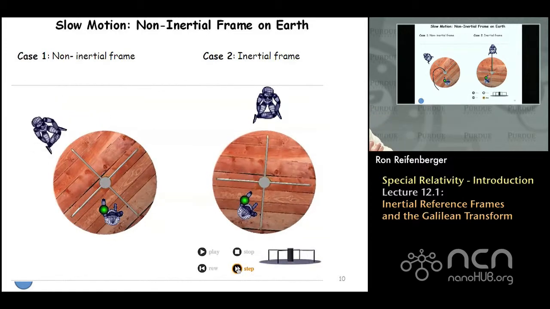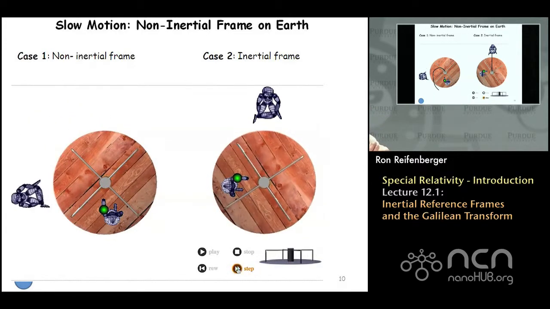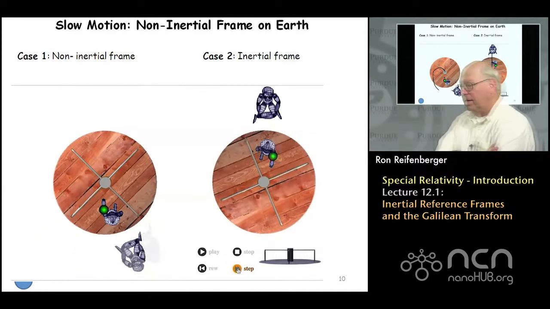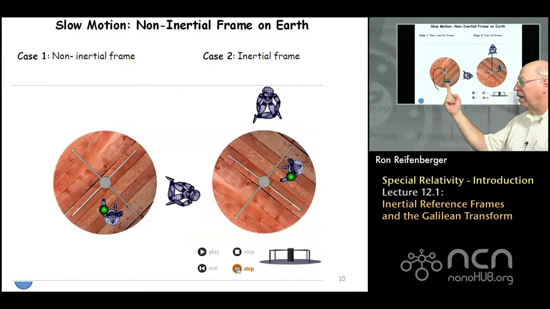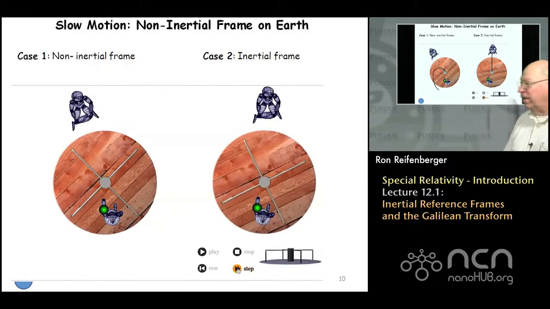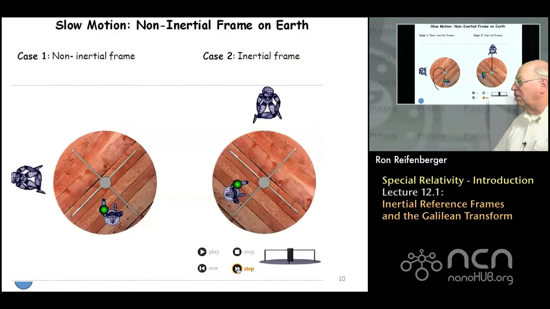So now we're just stepping through the motion, right? You can see what's happening. In our non-inertial reference frame, this guy is fixed. In our inertial reference frame, this guy is fixed, right? They're going to do the same experiment.